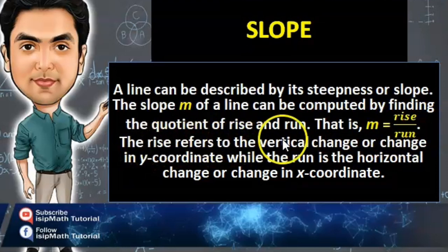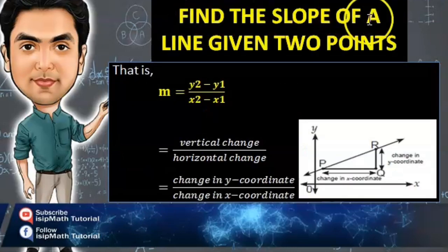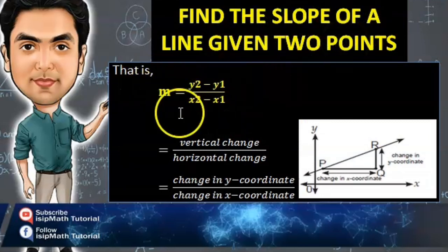The rise refers to the vertical change or change in y coordinate. So yung rise, yung vertical change natin sa y-axis. While the run is the horizontal change or change in the x coordinate, yung sa x-axis po natin, sa horizontal. Okay, so find the slope of a line given 2 points. Ito po yung unahin natin, di ba? Kasi tatlo po yung paraan kung paano mag-determine ng slope ng isang line. Depende kung ano yung given. So unahin natin to. Given 2 points.